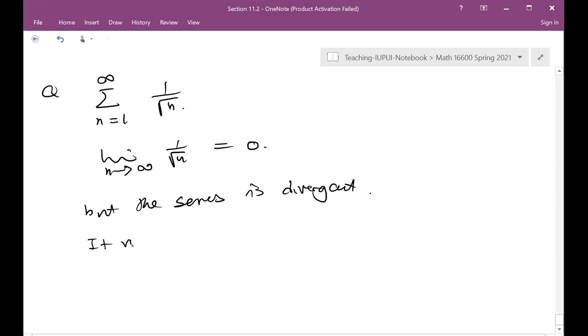We have to prove it, right? I claim it is divergent. We prove it in section 11.3. We're going to learn a theorem, a very powerful theorem, and we can prove that it's divergent.